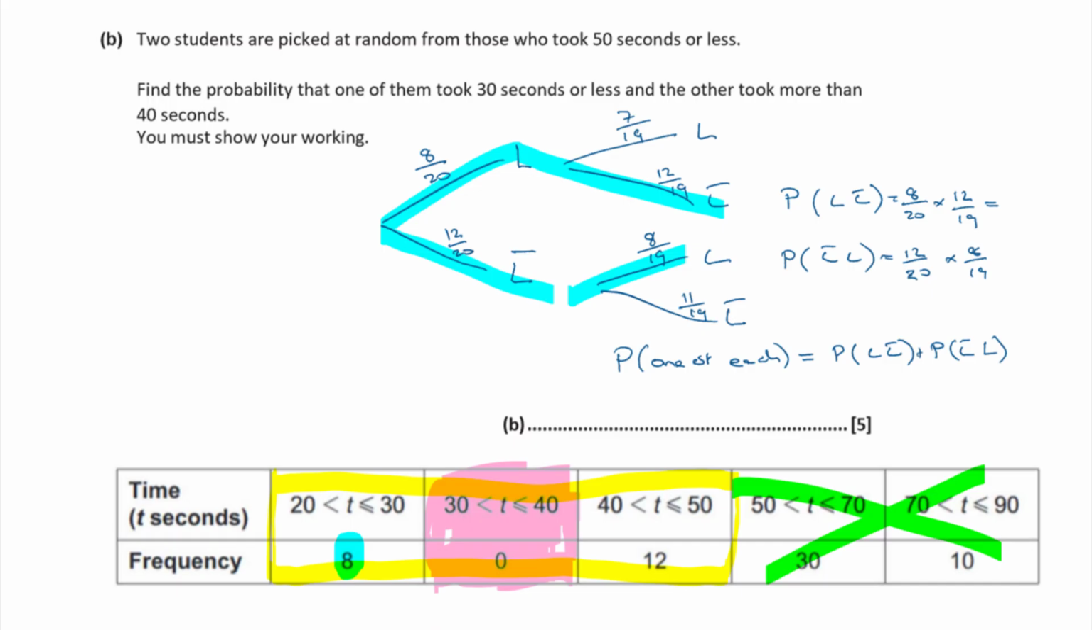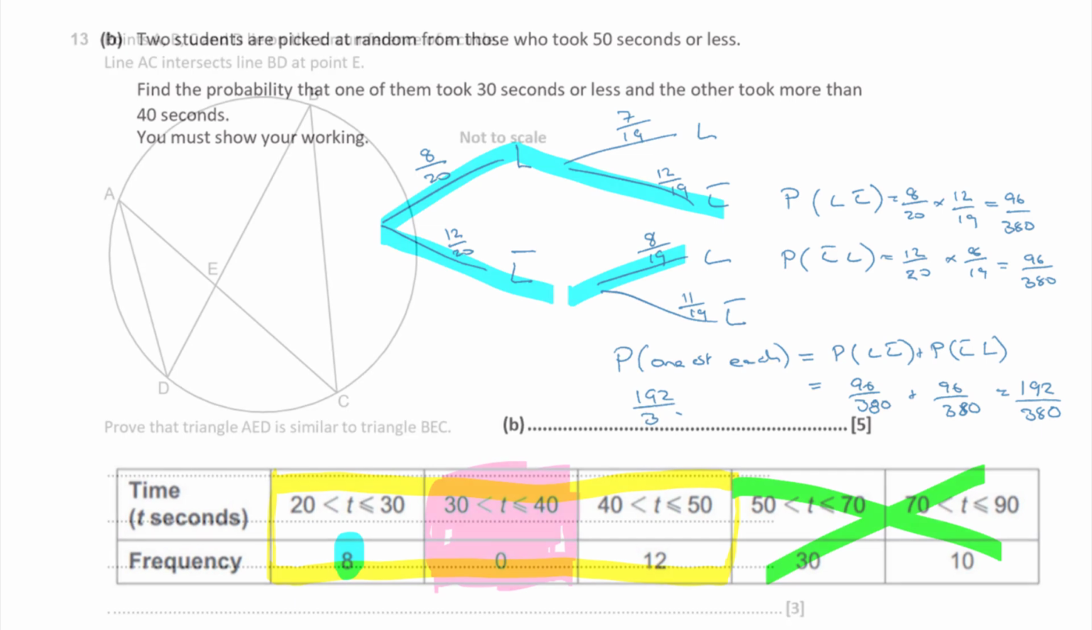So if I just do 8 times 12, 8 12s are 96, and 20 19s, well 20 20s would be 400, so 20 19s would be 380, I guess. So that's 96 over 380, and the other one is going to be the same because the numbers are all the same, they're just in a different order. Okay, so then the probability of one of each is going to be 96 over 380 plus another 96 over 380. So adding the numerators together, keeping the denominator the same, that is going to be 192, I believe, over 380. I think that's the right answer. 192 over 380.